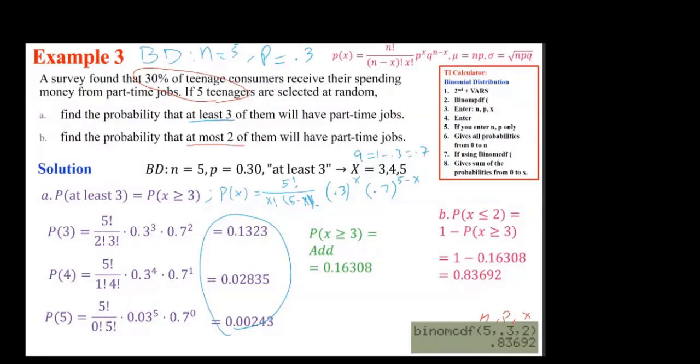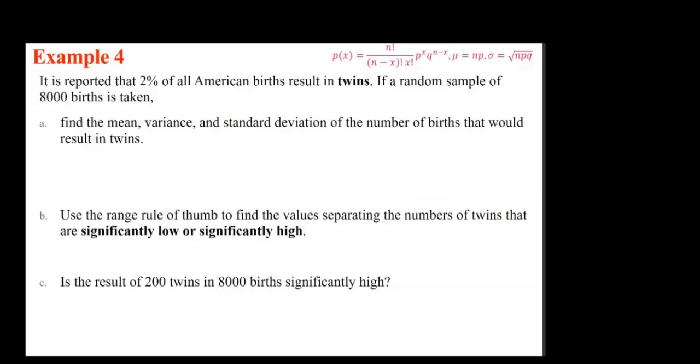Here's the next one. It is reported that 2% of all American births result in twins. If a random sample of 8,000 births is taken, find the mean, variance, and standard deviation of the number of births that would result in twins. Use the range rule of thumb to find the values separating the numbers of twins that are significantly low or significantly high. And is the result of 200 twins in 8,000 births significantly high?